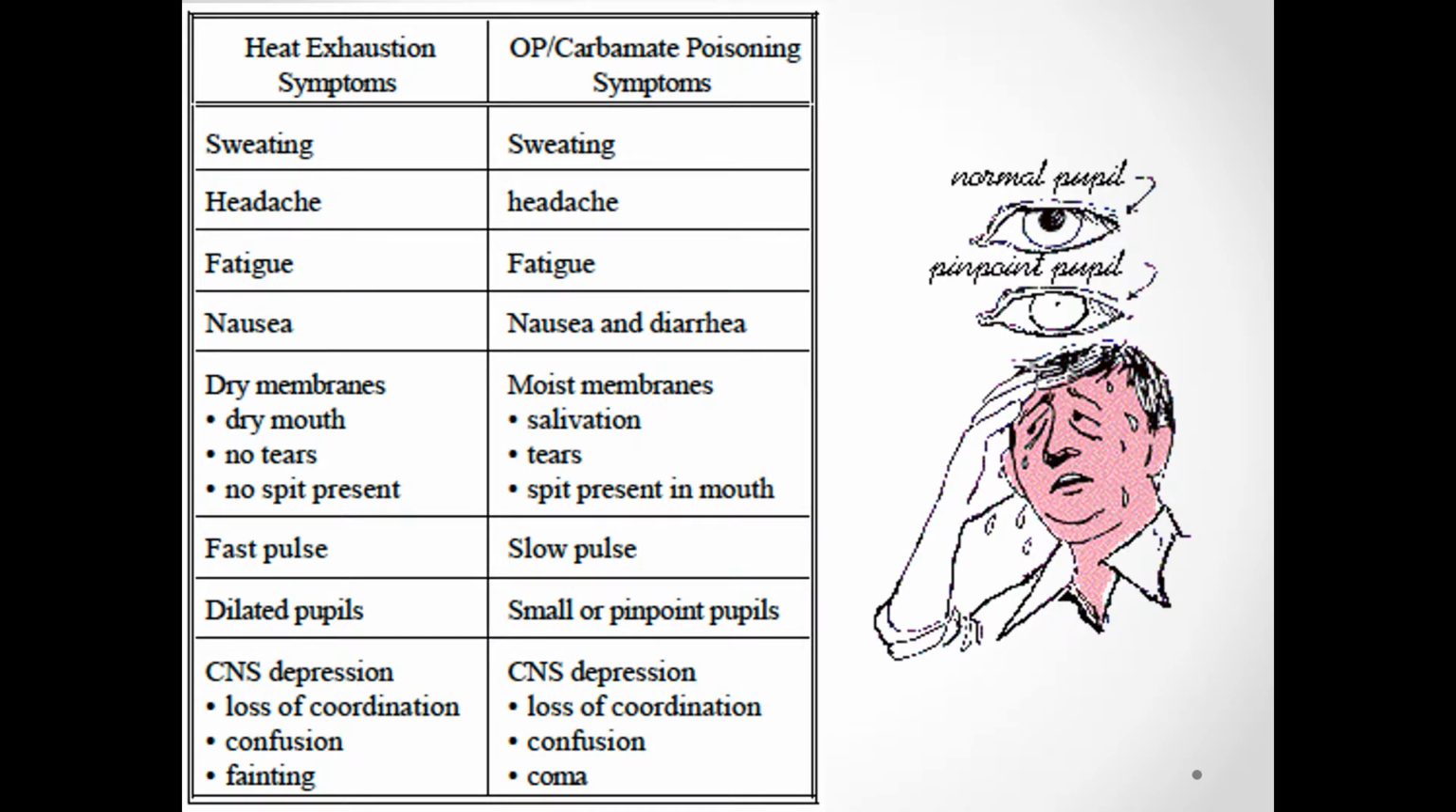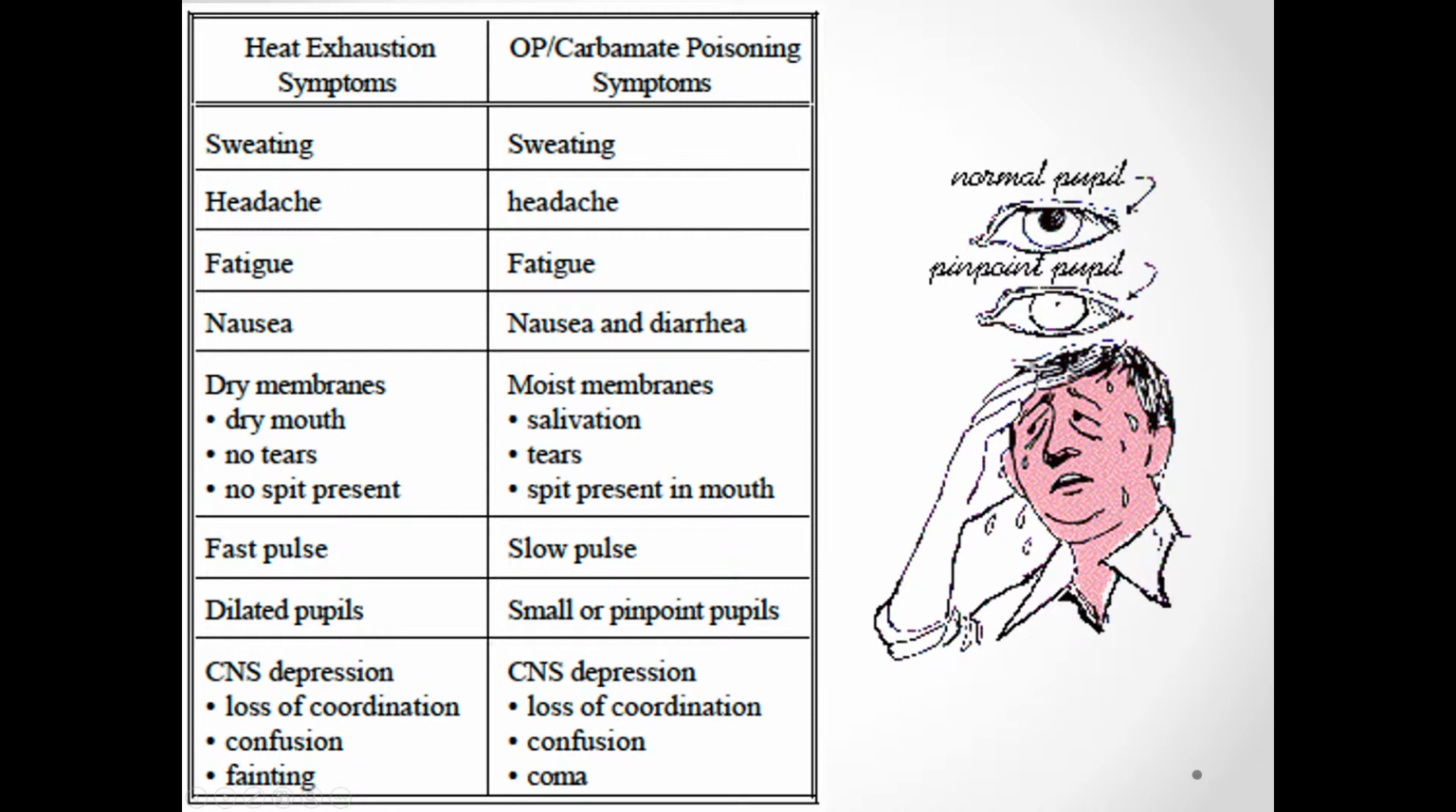Another thing in our area, it can be quite hot from time to time. Working in greenhouses, it can be warm year-round, but working outside, heat is definitely an issue, and so we need to know the difference between heat exhaustion and poisoning through pesticides. Some of these symptoms are the same: sweating, headache, fatigue, nausea.